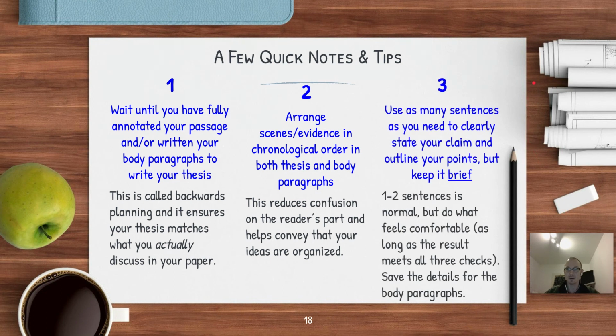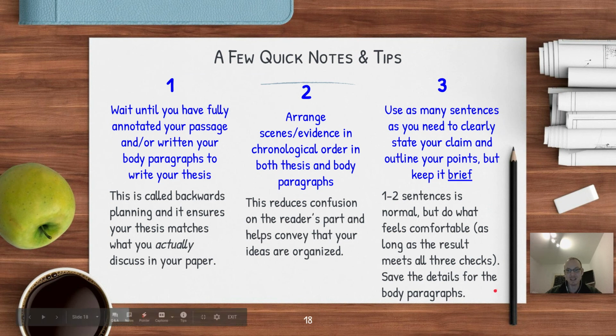And then third, use as many sentences as you need to clearly state your claim and outline your points, but keep it brief. The most important part is brief. Like I said, a thesis statement is typically 1 to 2 sentences, which is normal, but do whatever feels comfortable as long as it meets all 3 of those checks.